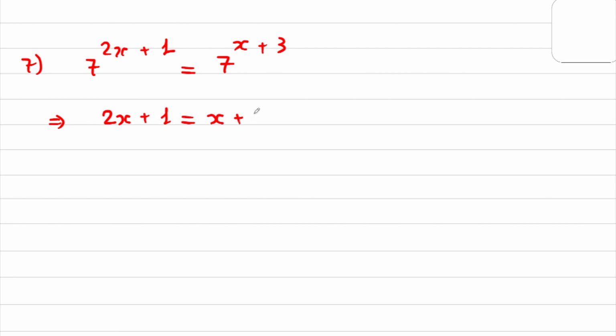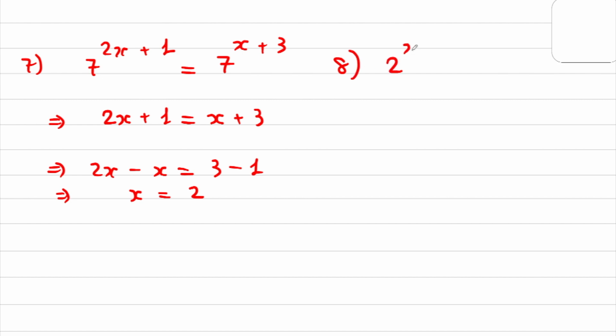Another question, question 7. 7 to the power of 2h plus 1 equal to 7 to the power of h plus 3. These two have base number 7, so just put the power numbers into a new equation. 2h plus 1 will be equal to h plus 3, and then 2h minus h and 3 minus 1, and then you get h equal to 2. It's very easy, right?